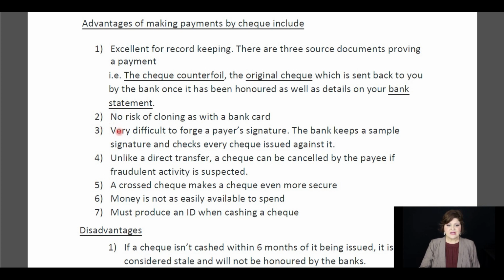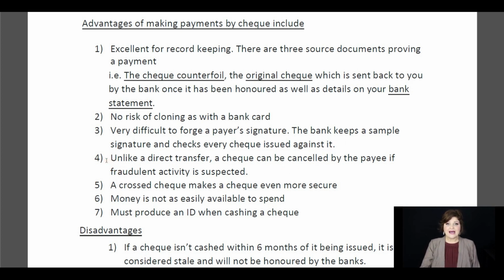Number 3, it's very difficult to forge a payer's signature. That is the person who the checkbook belongs to. The bank keeps a sample signature and checks every check issued against it. So when you go to the bank and you apply for a checkbook, when you go and sign for it, they actually take that sample signature, and every check that comes across their desk that is from you, if the signatures don't match, they will give you a call and ask if you actually made the payment.